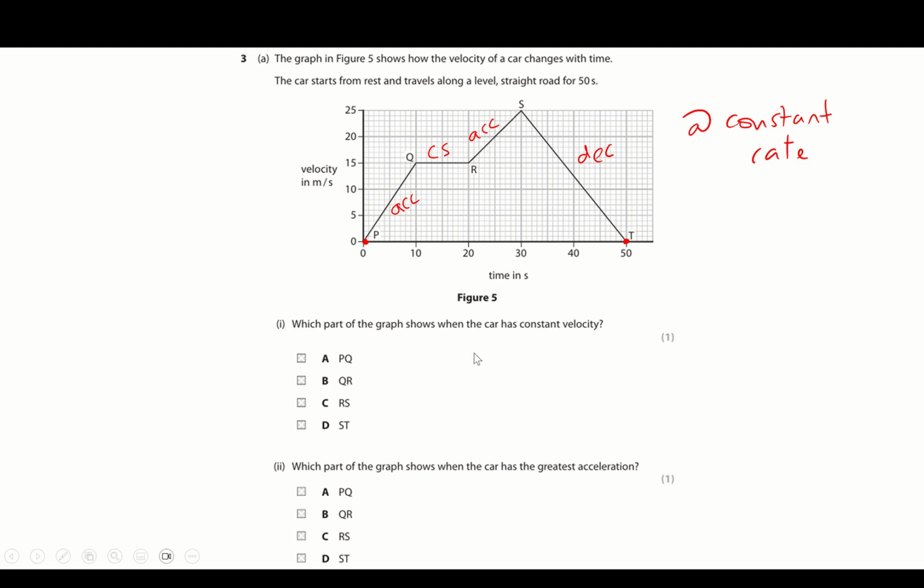So which part of the graph shows where it has a constant velocity? Well, you can see here's the constant speed or the constant velocity. So we're after between Q and R.